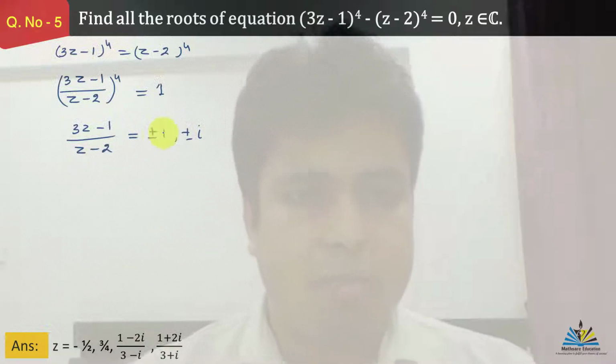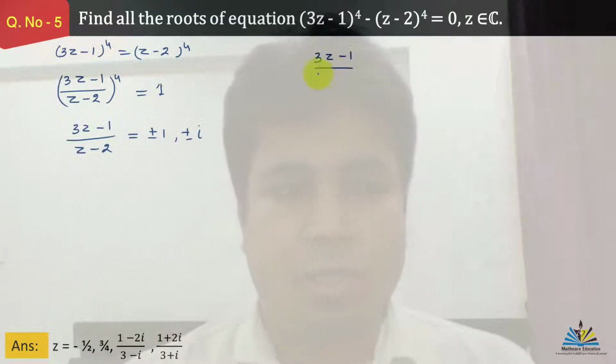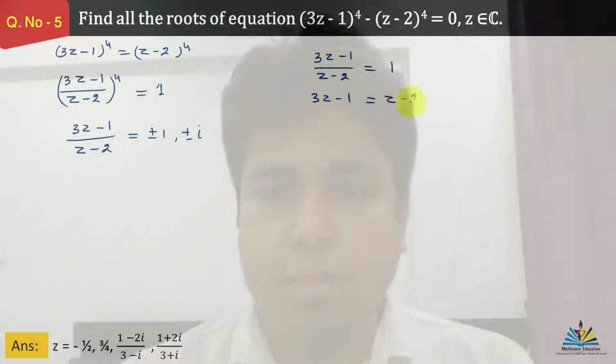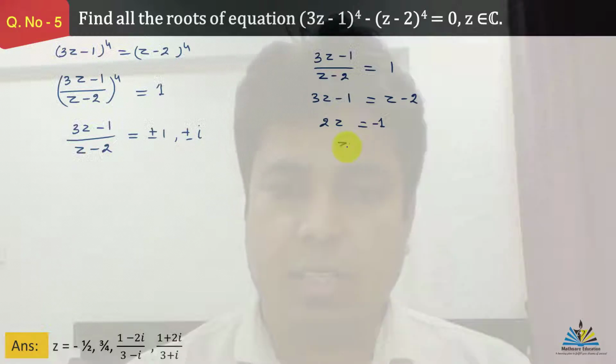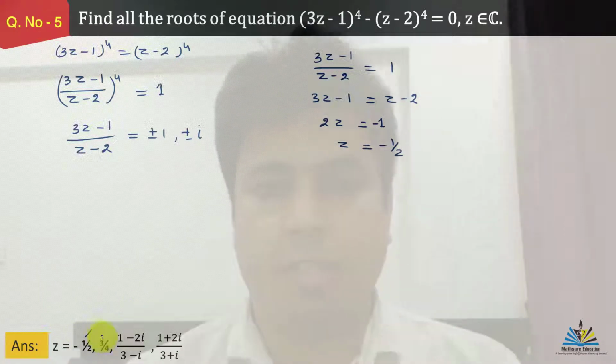So if we take the first case, then we get (3z minus 1) upon (z minus 2) is equal to 1. Then we get 3z minus 1 is equal to z minus 2, and this becomes 2z equal to minus 1. So z is equal to minus 1 by 2. So you get the first root as here.